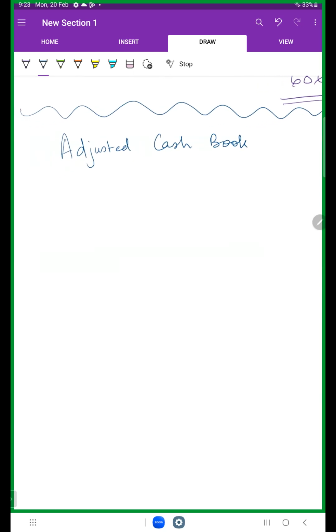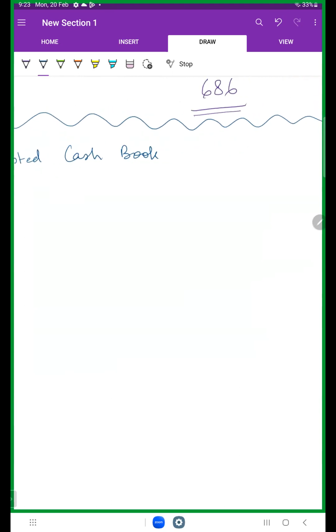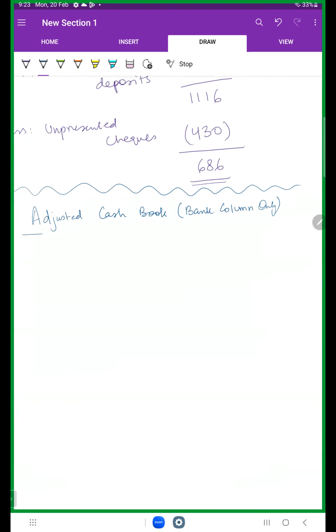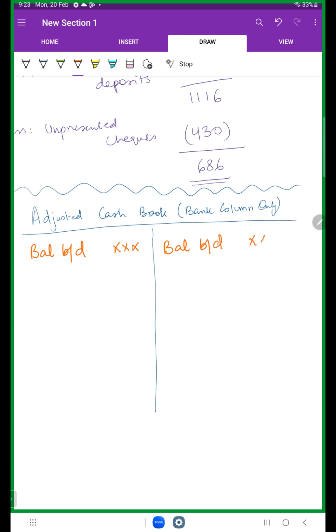Cash book also involves my discount and my folios and other things, right? Yes. So I'll mention that this is the adjusted cash book and bank column only. Any problem? No. Okay. We make a T account and we add the values. Depending on what kind of balance I have, I can have balance brought down on either of the two sides.